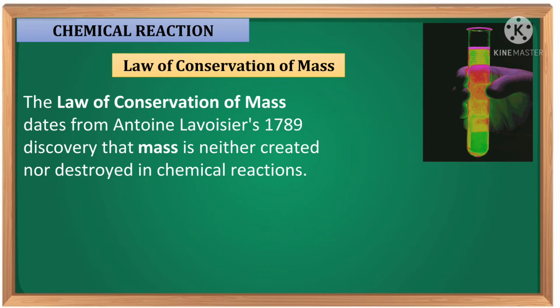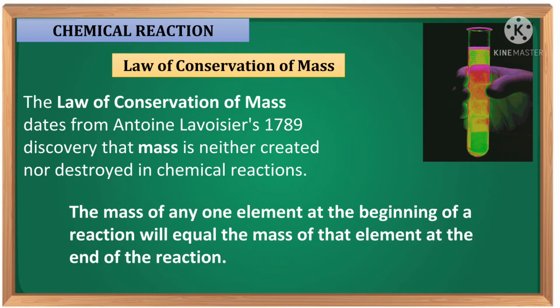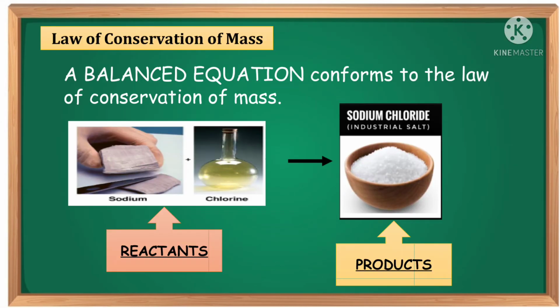The law of conservation of mass dates from Antoine Lavoisier in 1789. He discovered that mass is neither created nor destroyed in a chemical reaction, and the mass of any one element at the beginning of a reaction will equal the mass of that element at the end of the reaction. A balanced equation conforms to the law of conservation of mass.